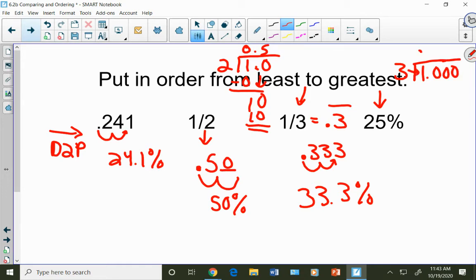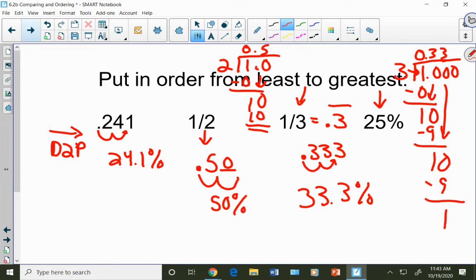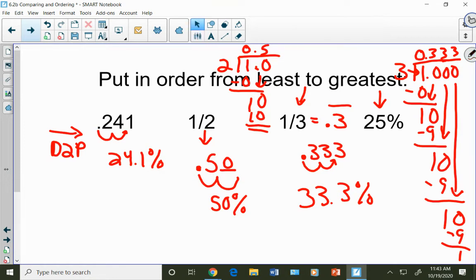3 are in 1, 0. 1 left over. 1's less than 3, bring down a 0. How many 3s are in 10? 3, which is 9. And we'll keep getting 1 for a remainder and keep dropping the zeros. We'll keep getting the same answer over and over again. Anyway, 0.333 is your decimal equivalent, which as a percentage is 33.3%.